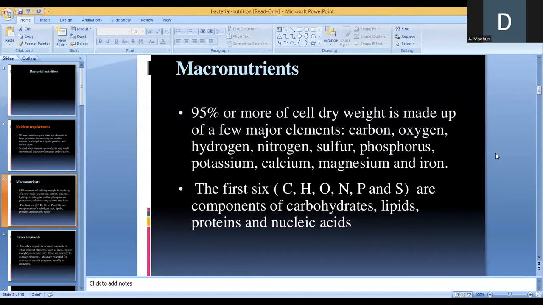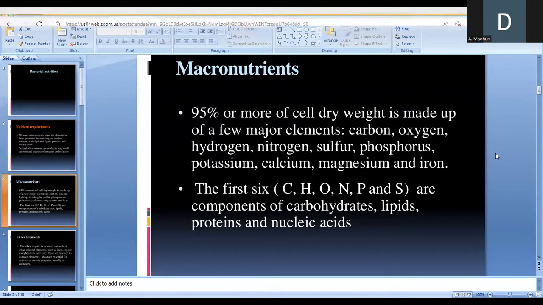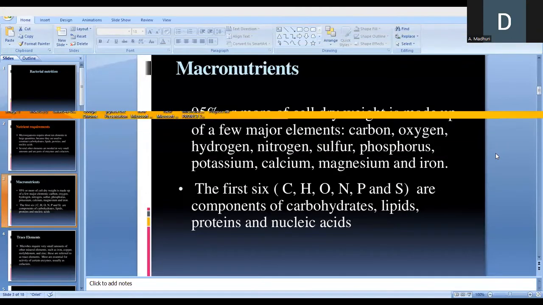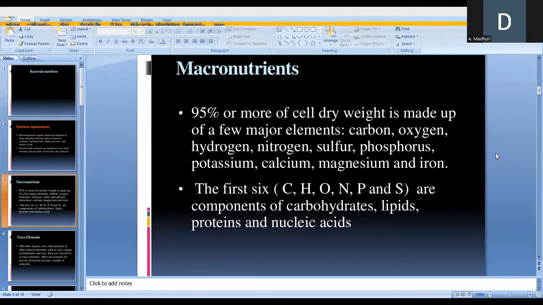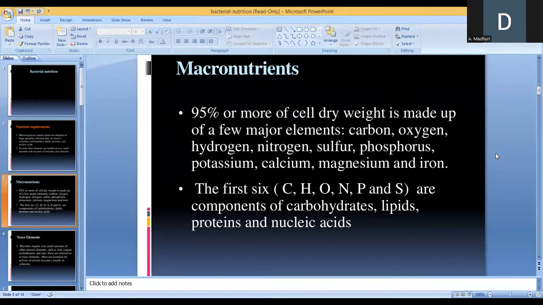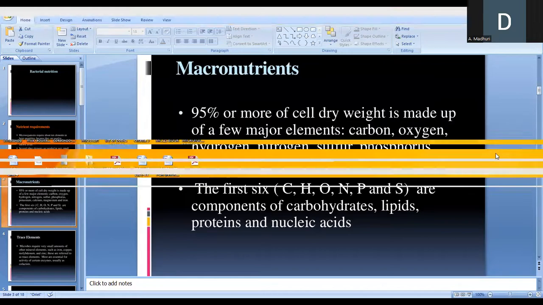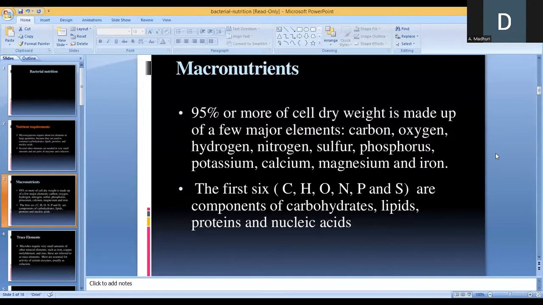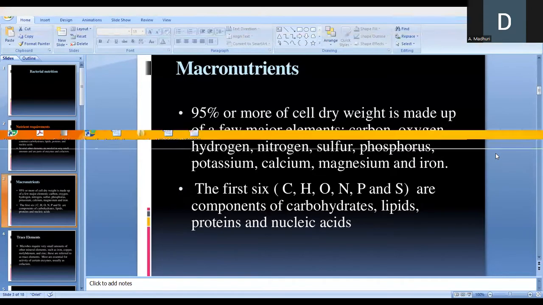And the first 6 are components of carbohydrates, lipids, proteins, and nucleic acids. You might have studied about all these components, like the structure of carbohydrates, proteins, etc. And you might have drawn the structures where you could find the presence of carbon, hydrogen, oxygen, nitrogen, and sometimes phosphorus and sulfur also.